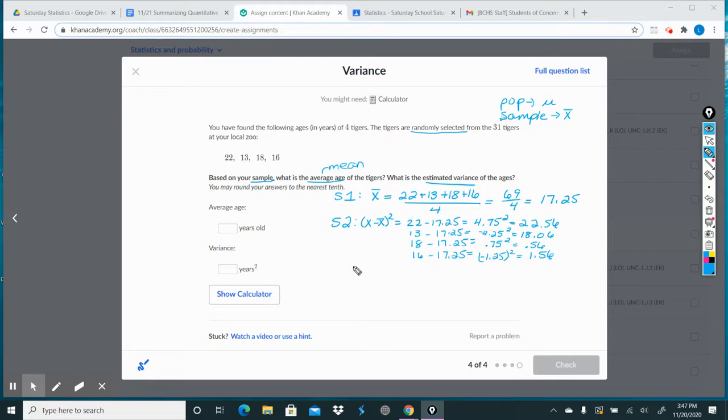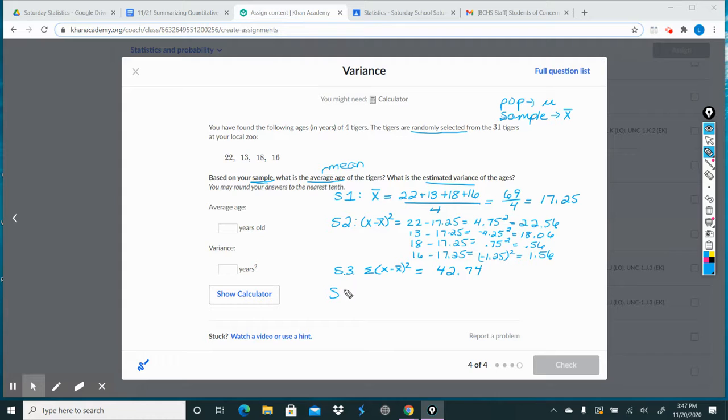Our last step is to take the sum of all those. So the sum, step number 3, is the sum of all our ages minus the sample mean, squared. So we're going to add the 22.56, 18.06, the 0.56, and the 1.56, and we're going to get the sum of all that, which is 42.74. Okay, so there's our sum. So now is the part where we're going to find our variance. Since we need our sample variance, we're taking the variance of a sample of our tigers.